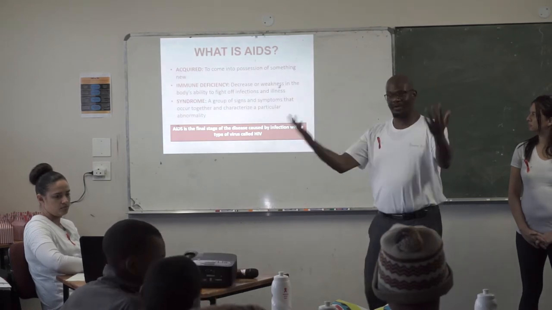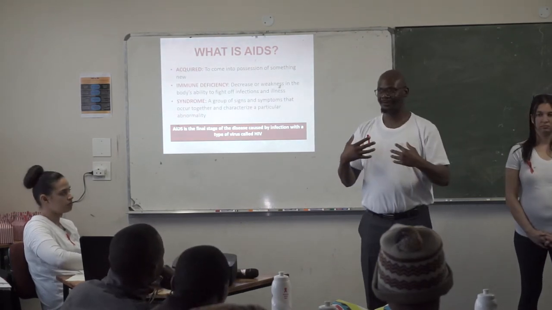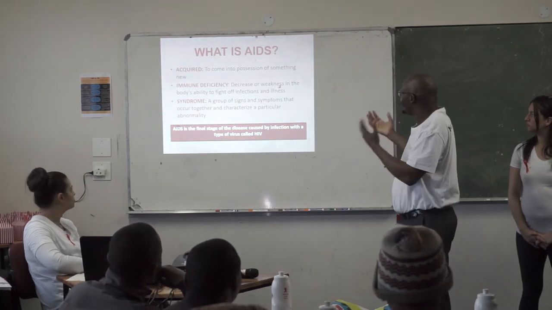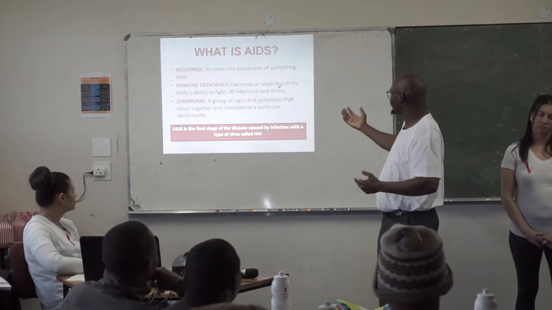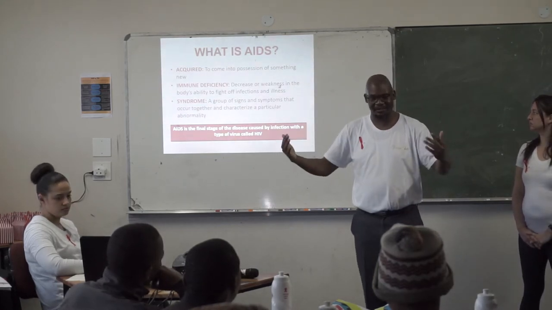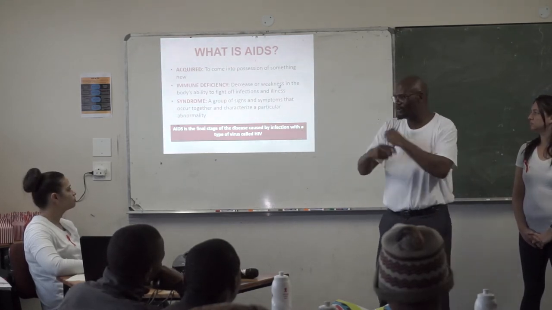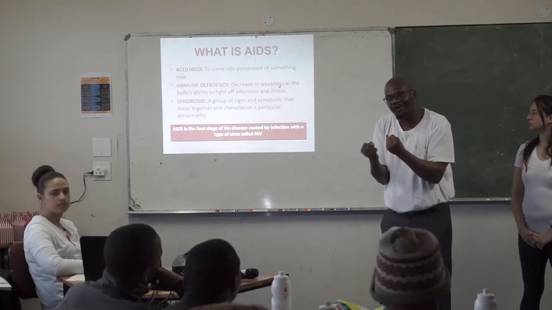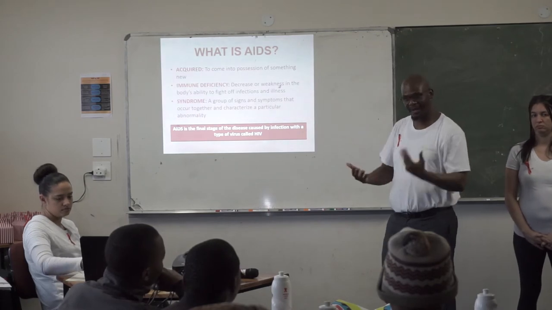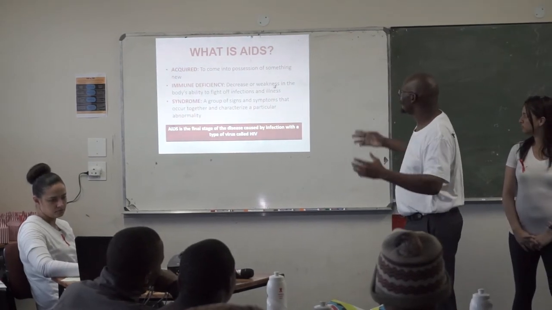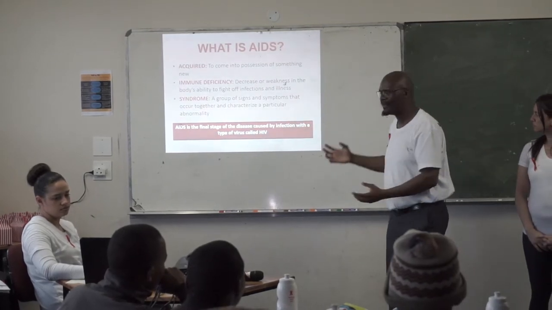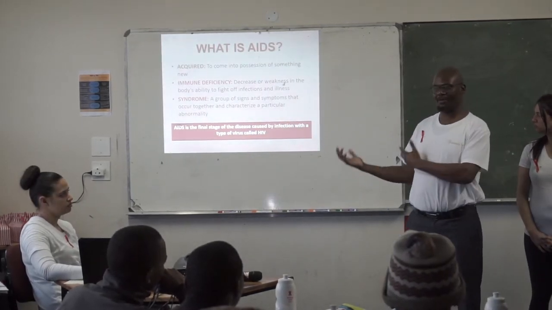Acquired, it's something that you get new. You see, it comes to you, it's new. Immune deficiency, it still does the very same thing. It decreases or weakens the body's ability to fight all the illnesses. It means your immune system cannot fight anymore. Any infection that comes to you, that's how it weakens you. Syndrome, a group of signs and symptoms that occur together and characterize a particular abnormality. Hence we are saying AIDS.